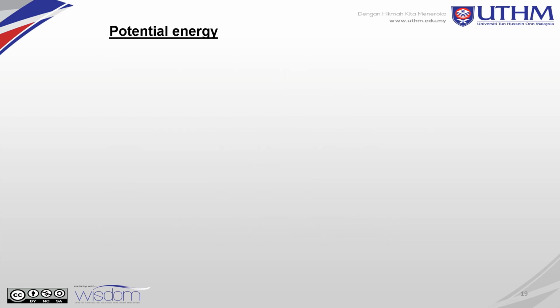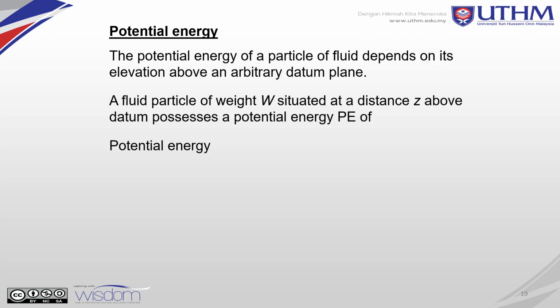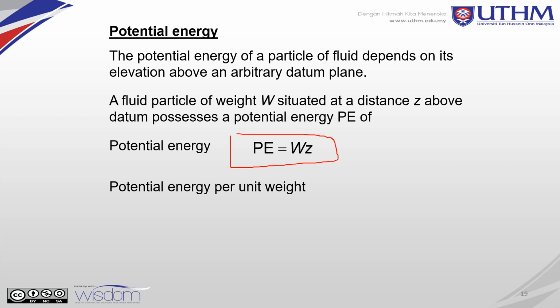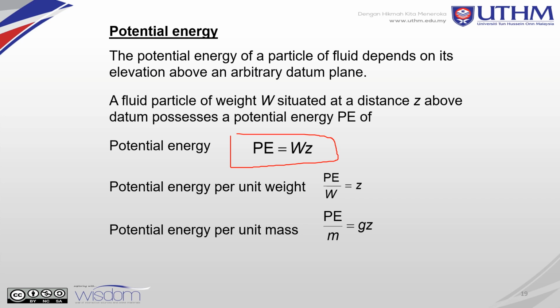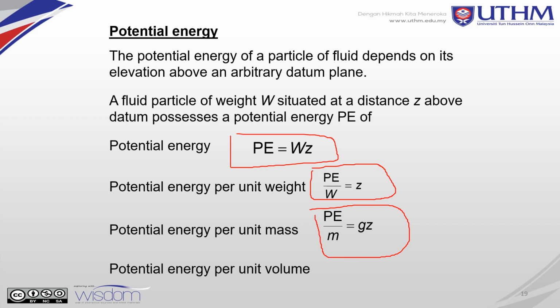Okay, so potential energy, using this potential energy per unit mass. Okay, this is per unit weight and this is per unit mass. Okay, potential per unit volume, so you get this.